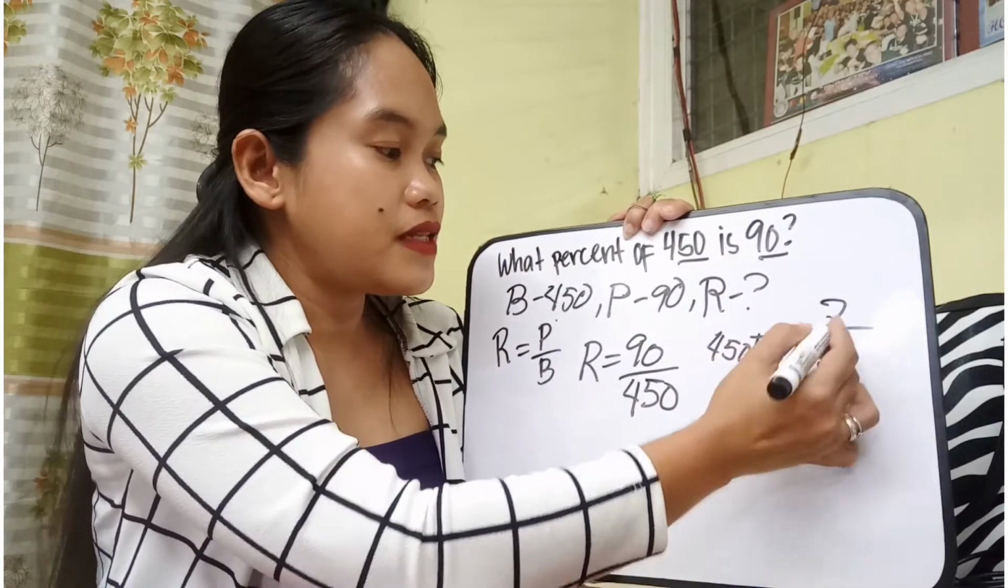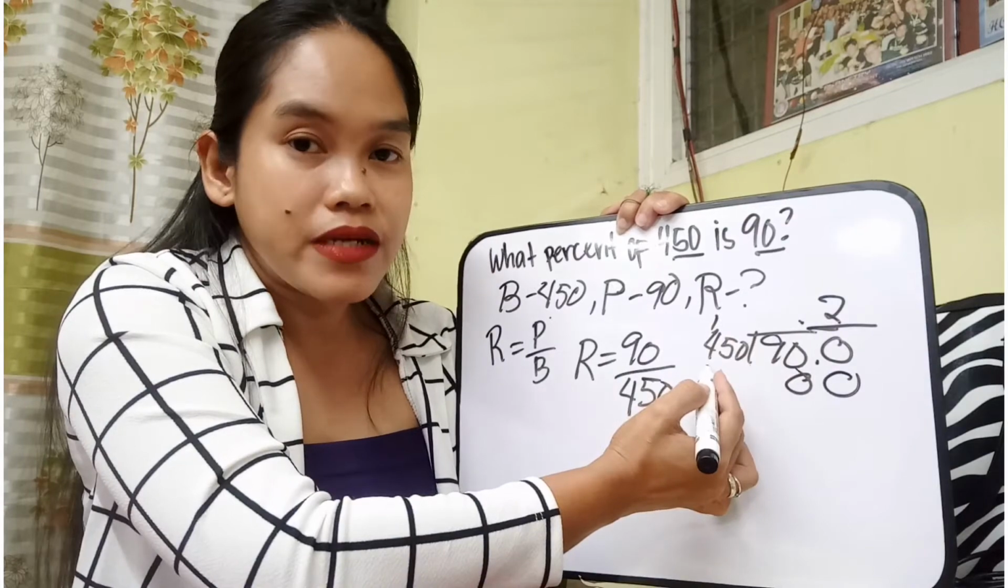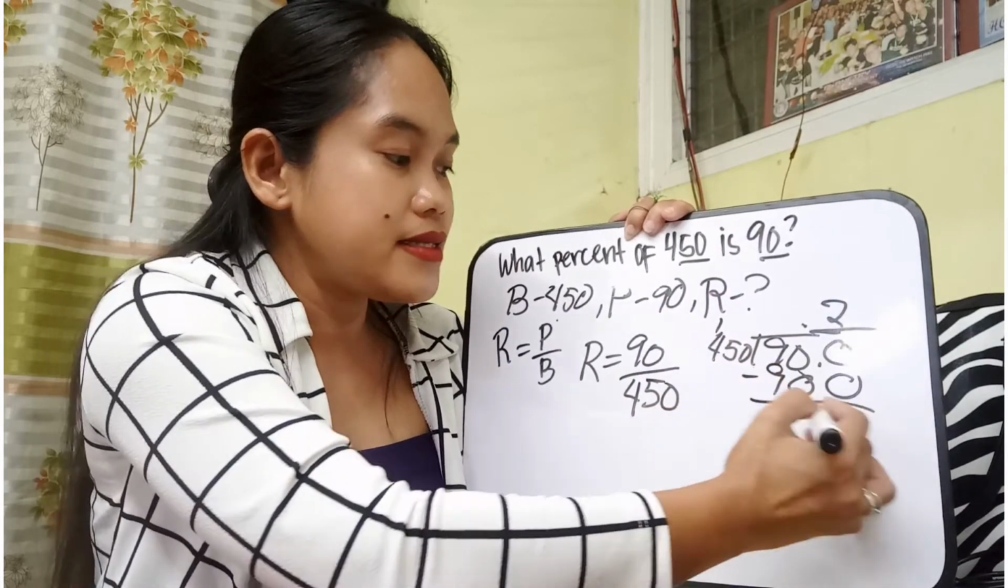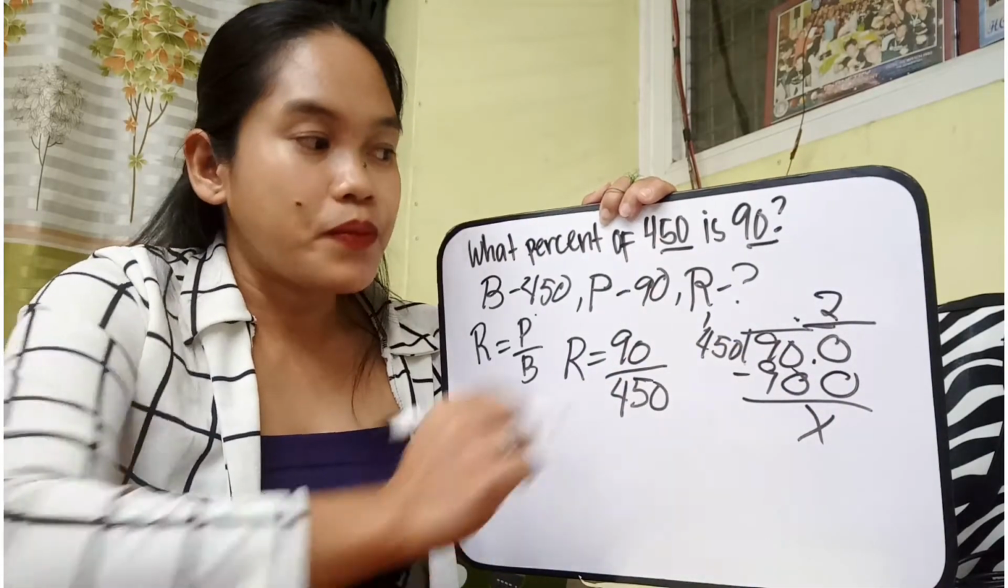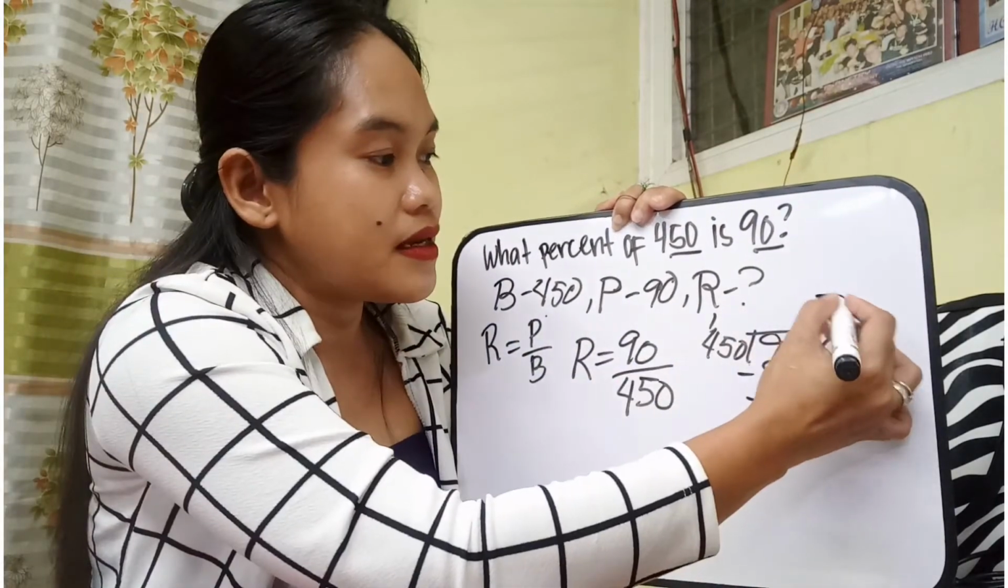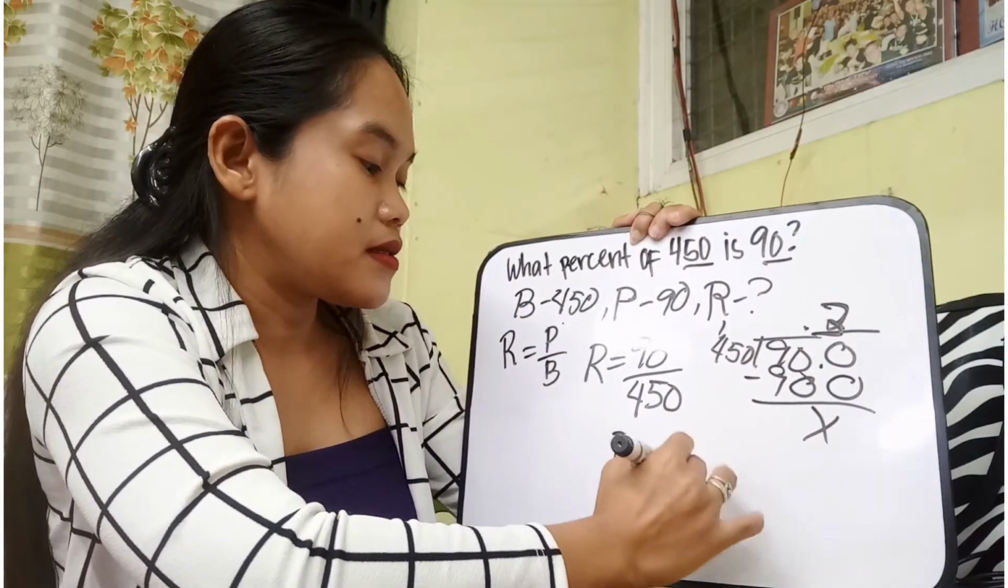2 times 450, 2 times 0 equals 0. 2 times 5 equals 10, carry 1. 2 times 4 is equal to 8, plus 1 is equal to 9. And then subtract. So, 900 divided by 450 is equal to 2, 0.2 rather. Yan, 0.2 yan siya. So, rate is equal to 0.2.